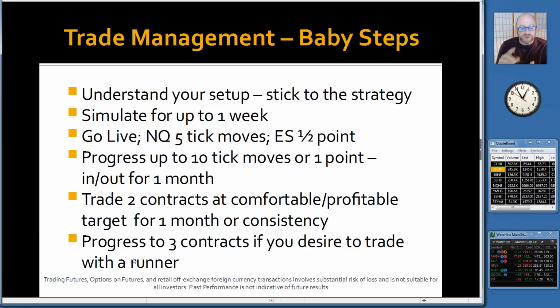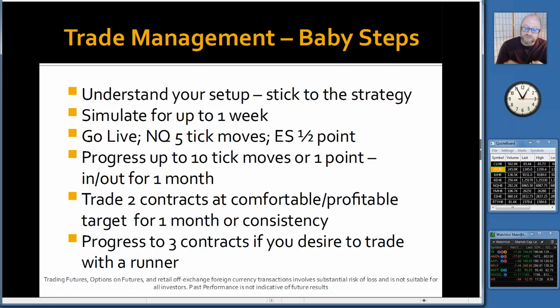And so you start out with 5, you can progress to 7 or 8, you can go up to 10. Maybe you're comfortable with 5-tick moves, you never want to move beyond that. That's up to you. But you can progress up to 10 ticks, whatever it is that you're looking for. It's all a matter of coming down to following your strategy, being consistent, and not changing your trading plan.